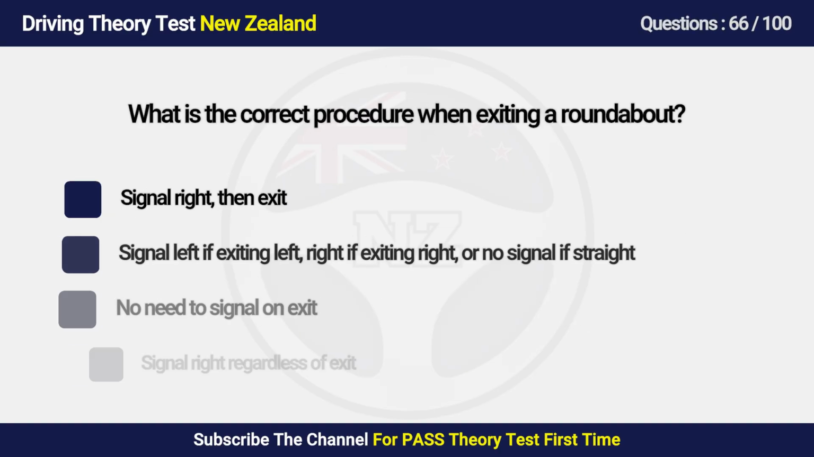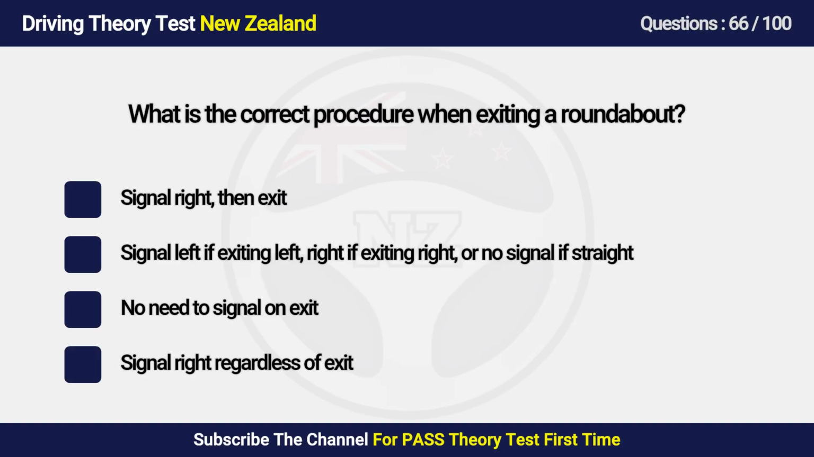Question 66. What is the correct procedure when exiting a roundabout? A. Signal right, then exit. B. Signal left if exiting left, right if exiting right, or no signal if straight. C. No need to signal on exit. D. Signal right regardless of exit.